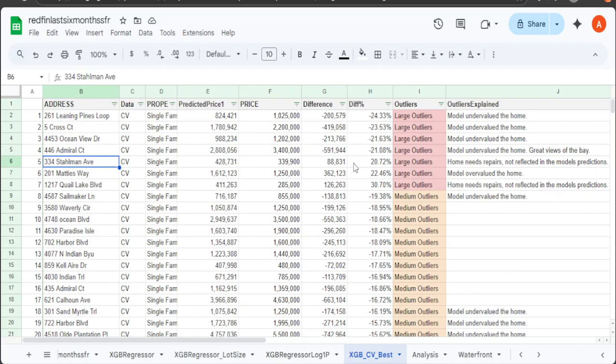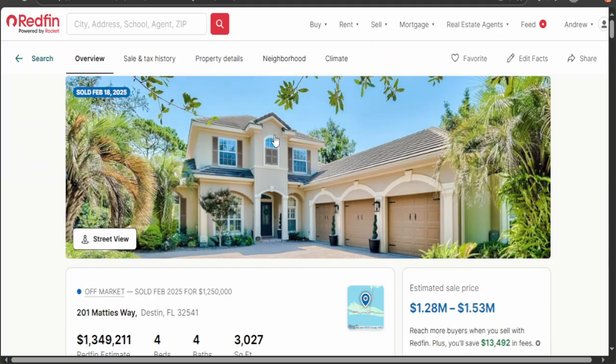So let's look at Maddie's Way, 201 Maddie's Way that we saw before. 362,000 in the residual outlier that we saw in our chart. So what is the note here? Model overvalued home. So our model had it at 1.6 million. That sold for 1.25 million. Difference of 362,000. Let's take a look at it.